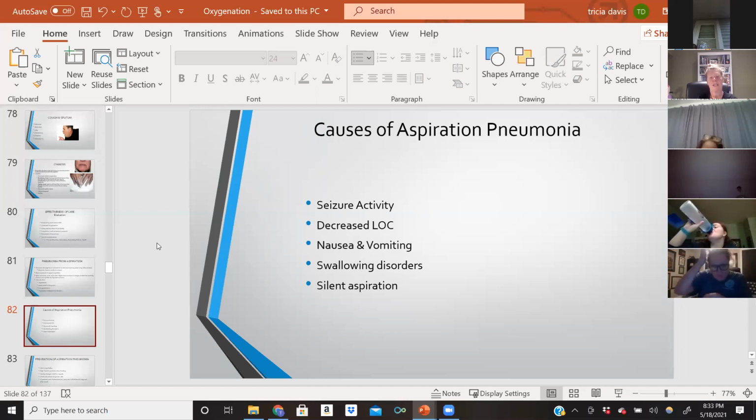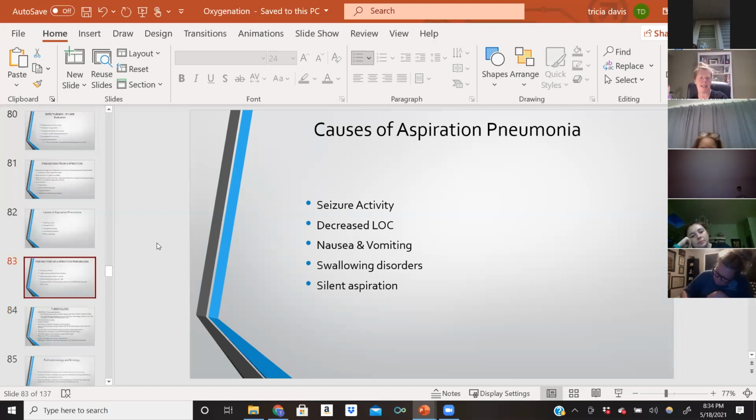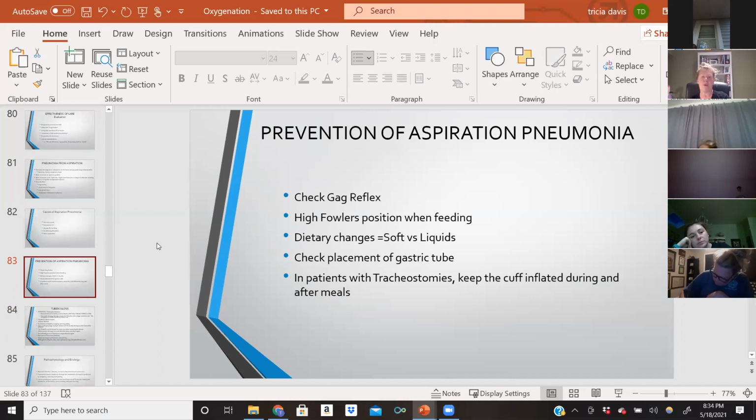And then there can always be silent aspiration, where sometimes the patient swallows something, they aspirate it, but it's silent. You're not going to see that coughing. That's called silent aspiration. So how do we prevent it? We always want to be an advocate for our patients, especially our stroke patients. So we want to know how they take their meds. Do they have any special diet?